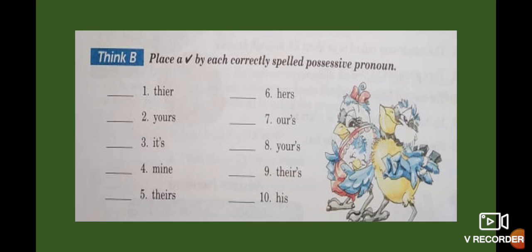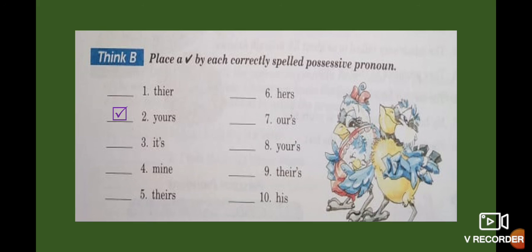Let's continue. Now, exercise B. We place a check by each correctly spelled possessive pronoun. That means we only write a check with the pronouns that are possessive and are written in the correct form. Number 1, dear. Is it written correct? No. Okay, so we don't write a check. Number 2, yours. Is it the correct form? Yes, it's the correct form, so we write a check.